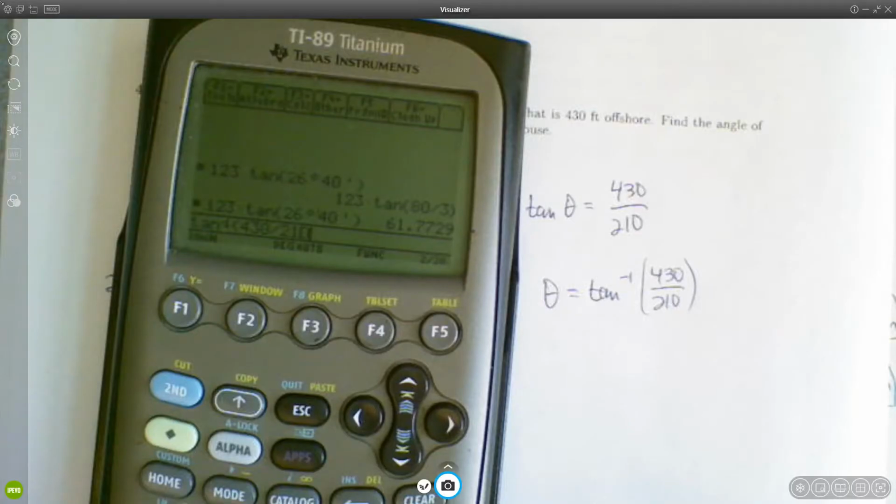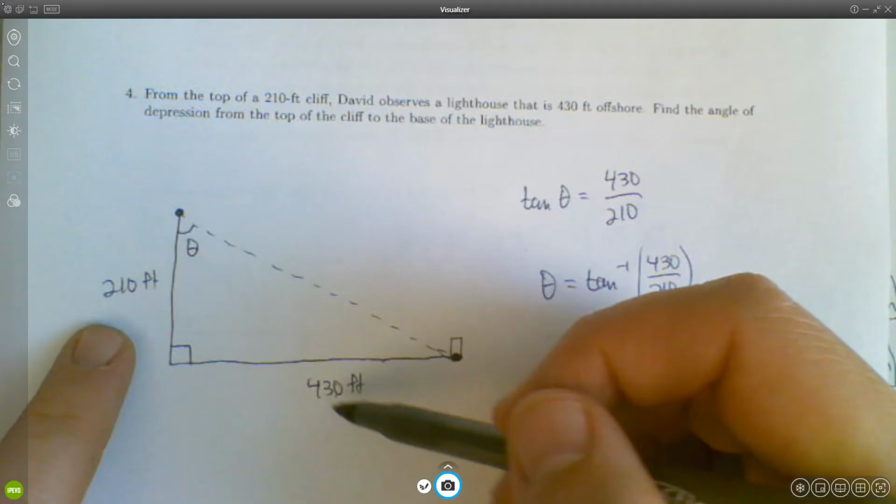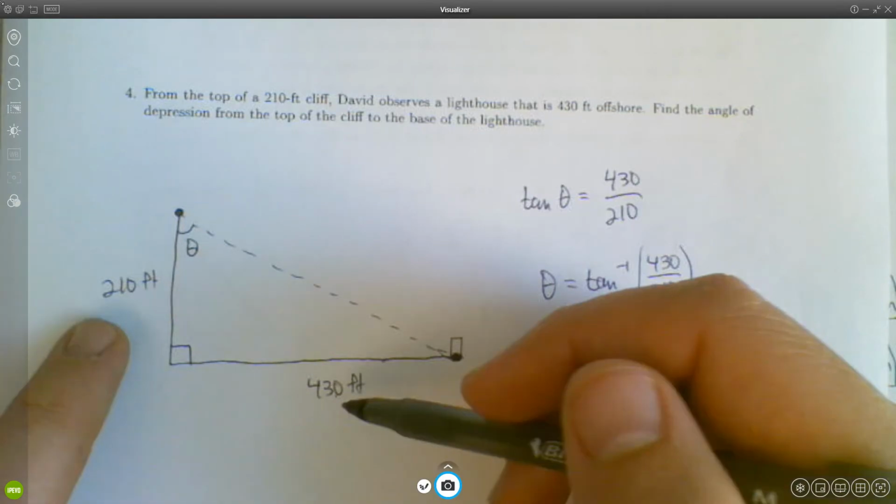Okay, how many sig figs? It's ambiguous. Could be 2, could be 3. It would be quite a coincidence for this to be exactly 210 feet and this to be exactly 430 feet. So I'm going to guess that they rounded to the nearest 10 feet, right? So probably this is 2 sig figs. So to 2 significant digits, we would say this is 64 degrees.